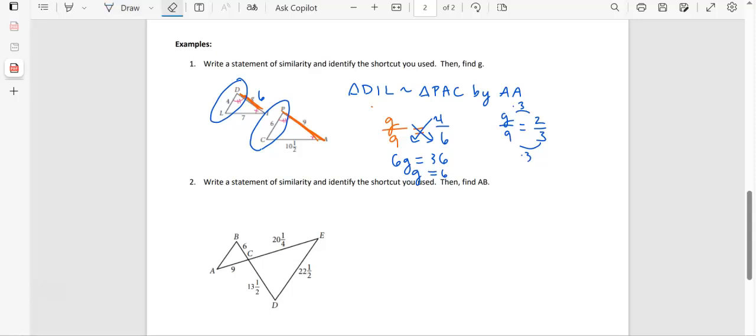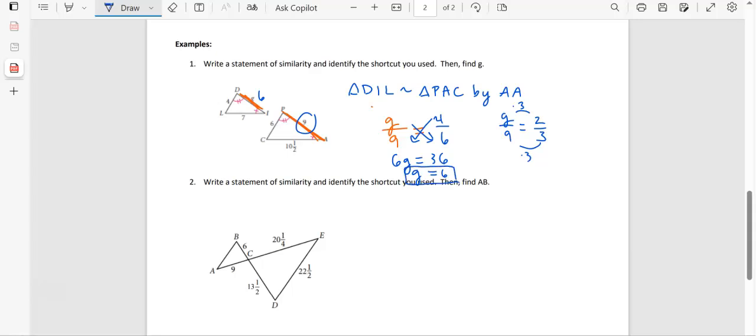The other thing I also like to make sure, it looks to me like segment PA in triangle PAC is the middle length side, right? 6 and 10.5 is 9. And so I should get a segment for G, a segment length, that is in between 4 and 7. And I do. And so all those things help me check my answers.